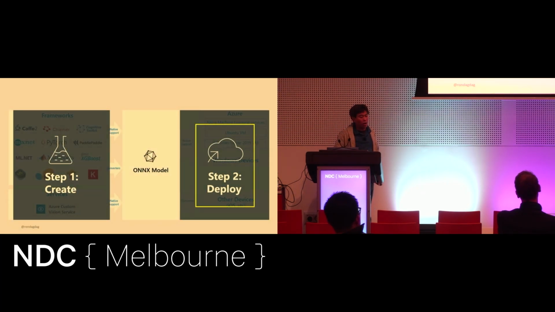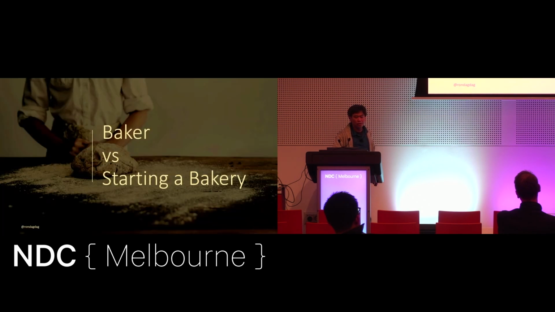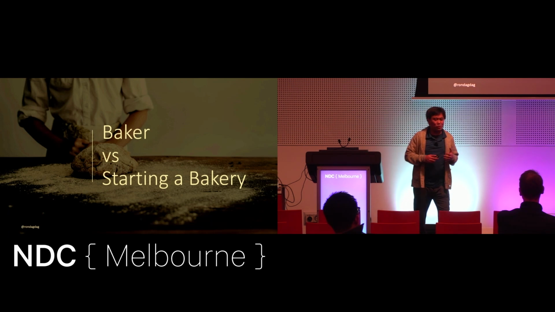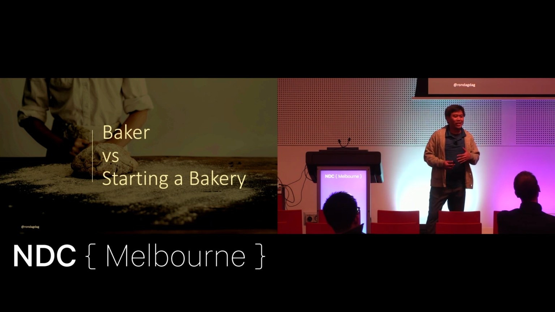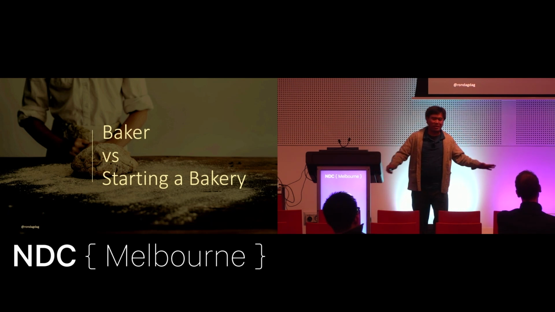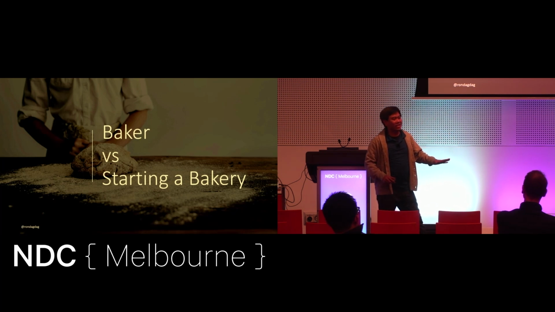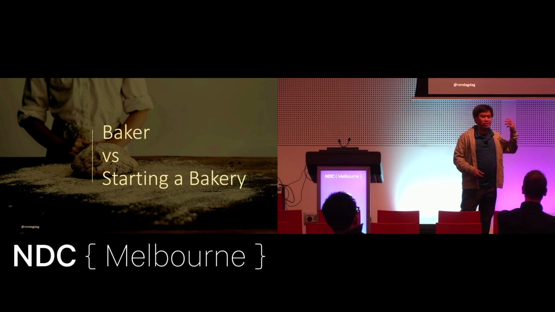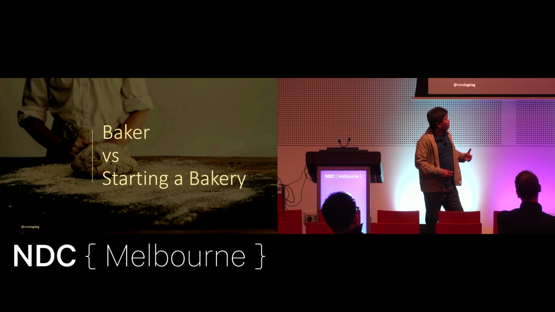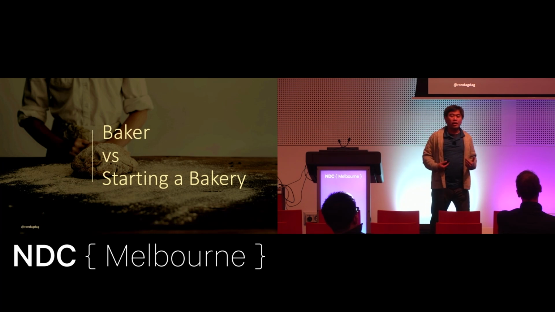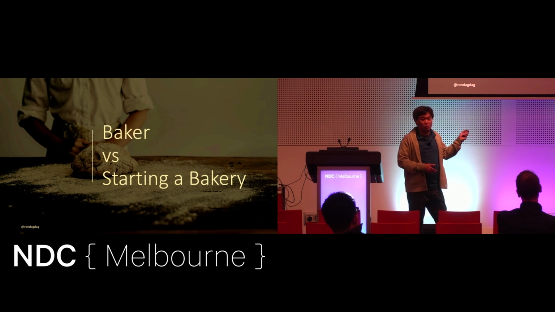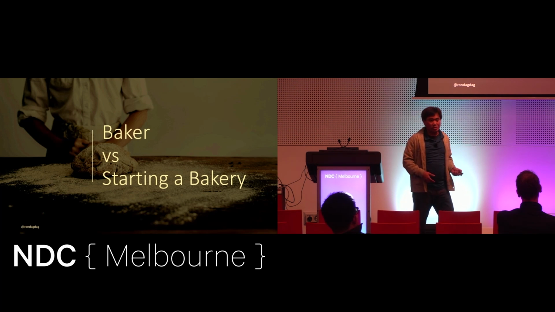So now, how do we deploy them? What is the difference between a baker and starting a bakery? Totally different skill set, right? Like I said, bakers figure out the secret recipe in order to have a good bakery. I come from a software engineering background. We know how to start the bakery. That is our expertise, right?